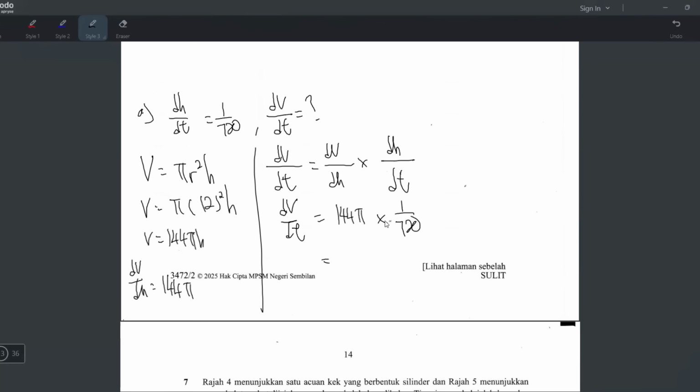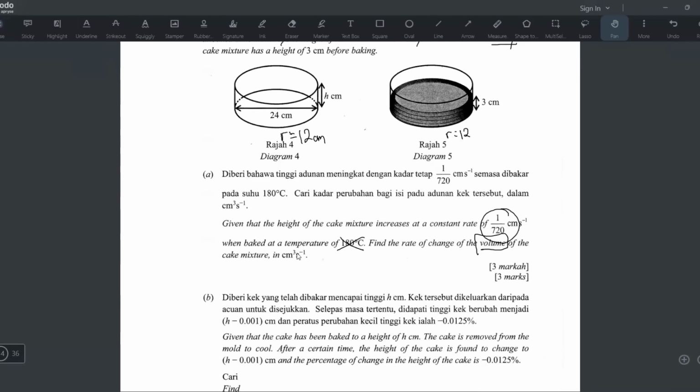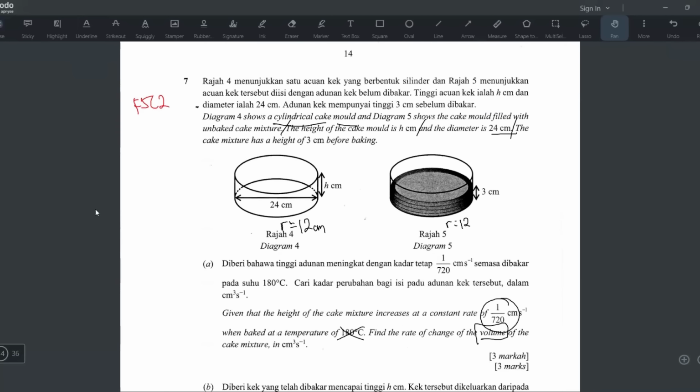So now you write your answer in terms of pi. 144 over 720 is 1 over 5. And don't forget the unit. Okay, the V volume is cm cube, and then the time will be in second, but it sits below, so s minus 1. Yeah, they mention it in the question also, you see, in cm cube per second. Alright, that's all for this.